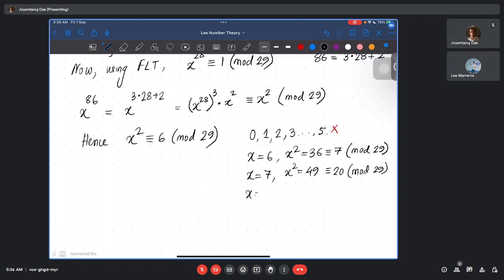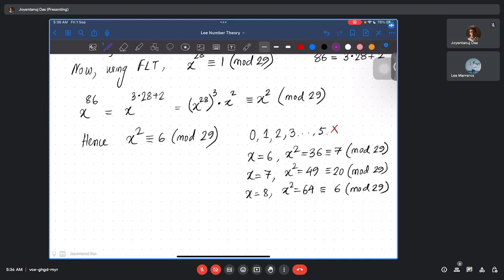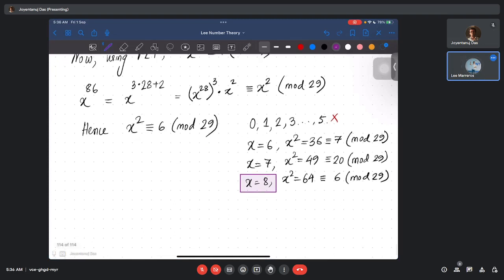And if I put x equals to 8, then it is 64. 64, I think it will go 2 times. 25. Yes, so it is 6 mod 29. So x equals to 8, one solution we got, right? Yes.